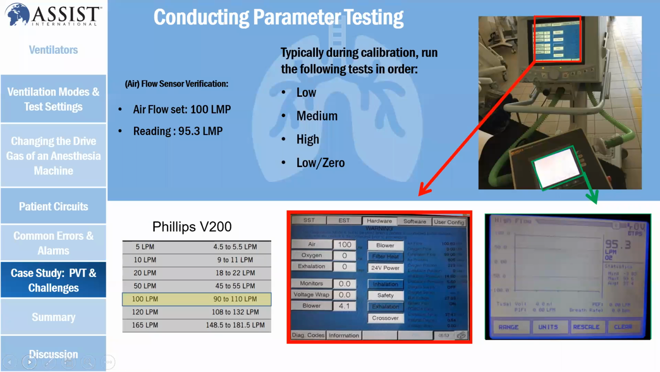So to conduct a parameter test, for example, you do 100 liter per minute. Your reading is 95.3. We see on the screen of the analyzer, it's showing 95.3. And if you see the measurement range on liter per minute should be 90 to 110 liter per minute. So the reading is inside the range, and when you do this type of calibration, always remember do low, medium, high, and low again, and do the zeroing as well to check whether your flow sensor is working properly or not.